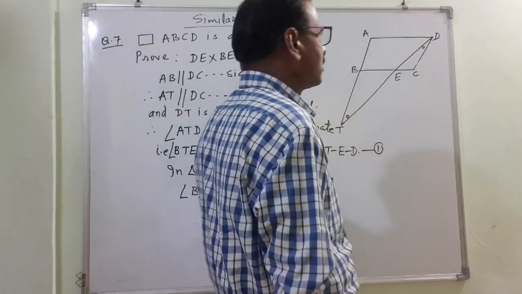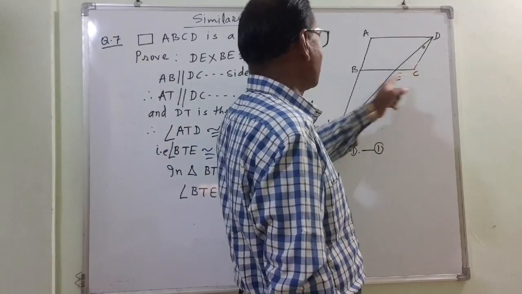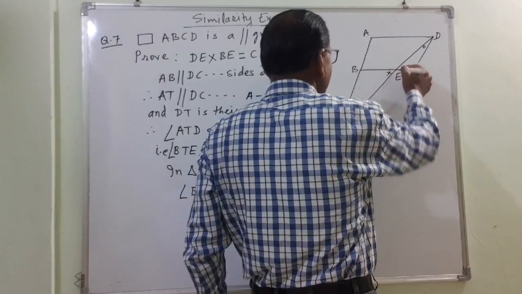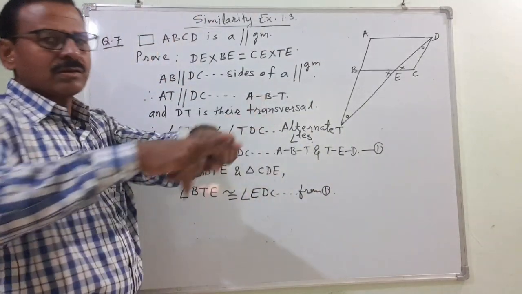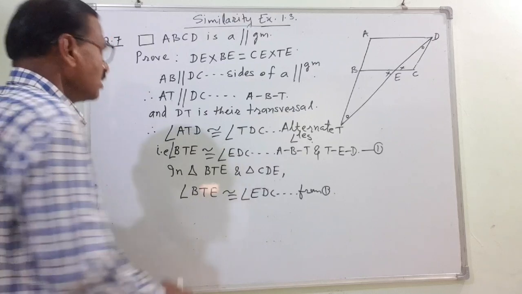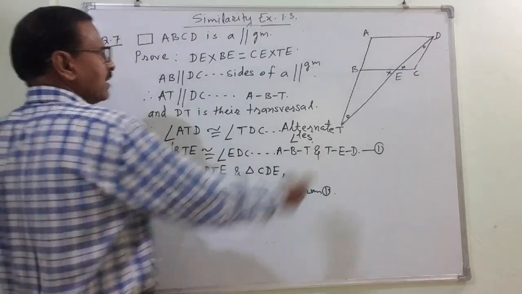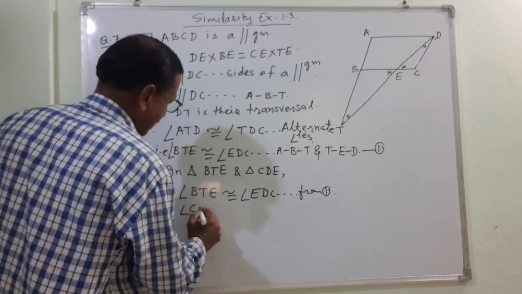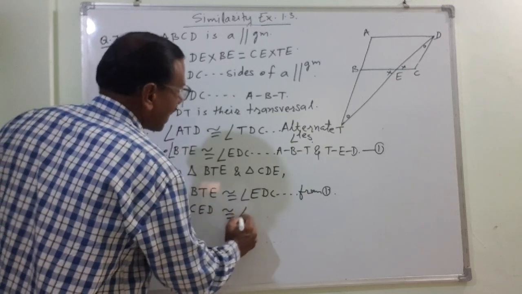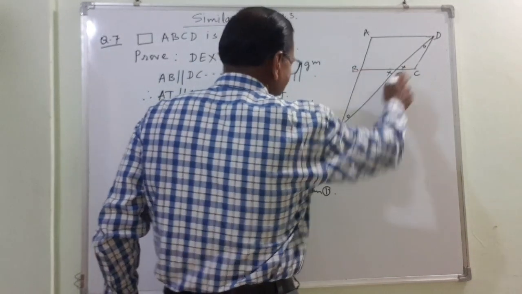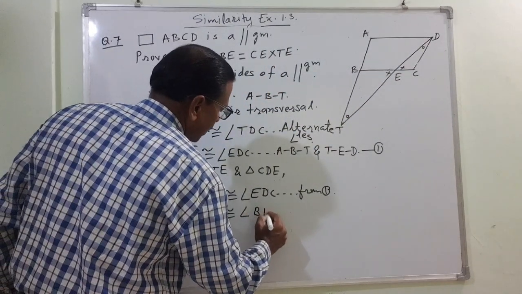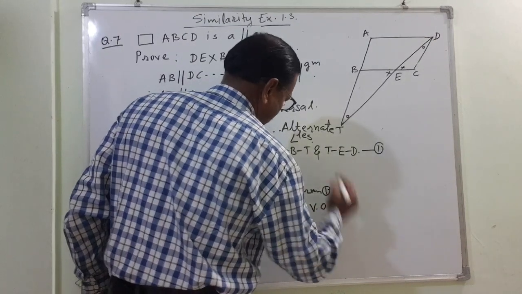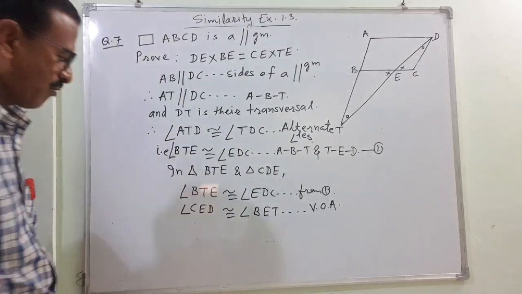Now which is another? I can prove that this C and this B are congruent, but this is very simple. These are the vertically opposite angles. Angle CED is congruent to angle BET, and the reason is vertically opposite angles. In the exam you will write the full form, not VOA.